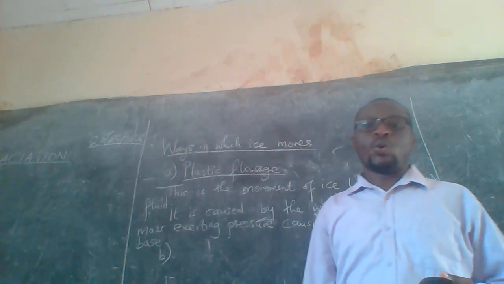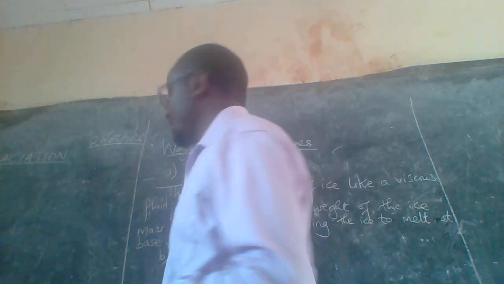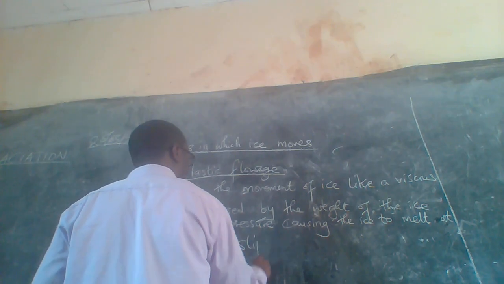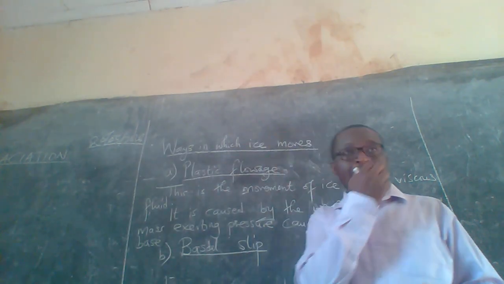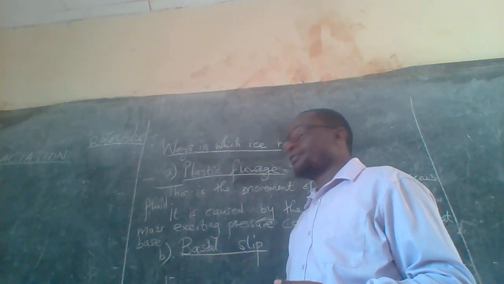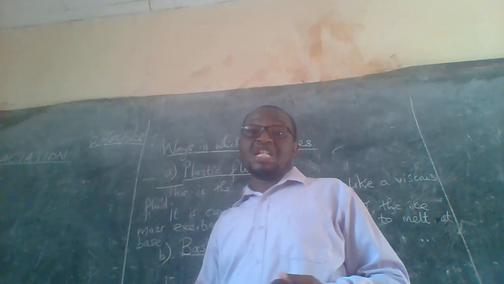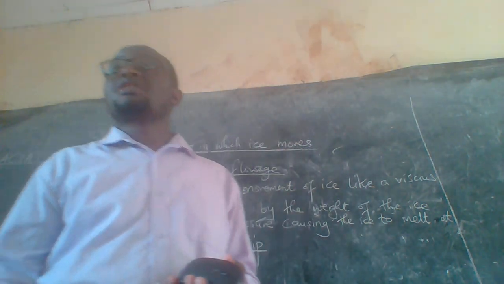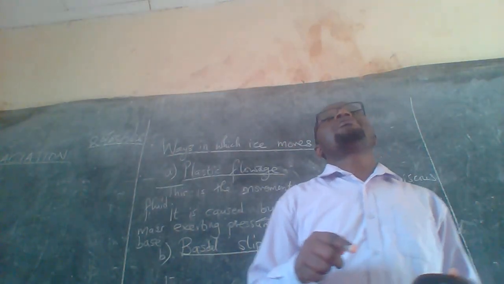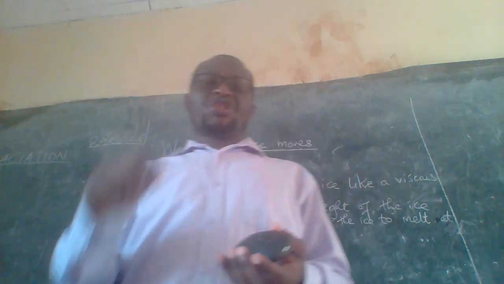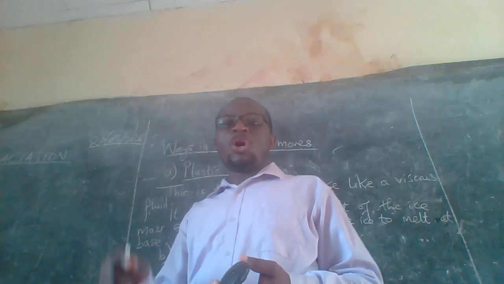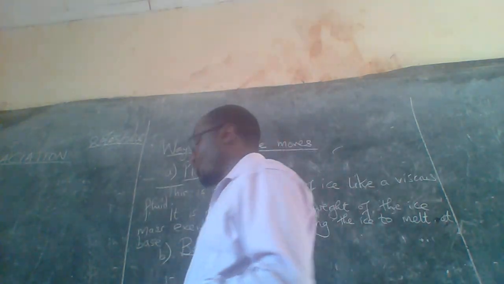The second way is referred to as basal slip. Basal slip. Now, understand the origin of the word basal. There is the word base. And what is the base? Which part? Down there. Okay. So what is the slip? To slide. So basal slip is the movement of ice by sliding over the underlying rock.